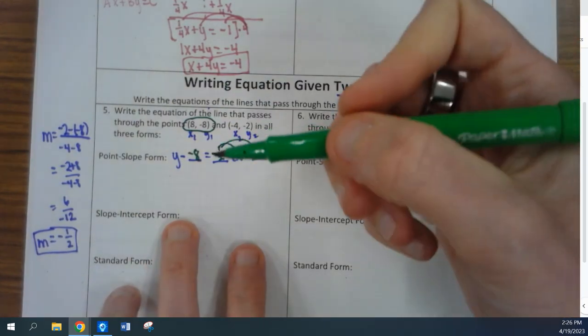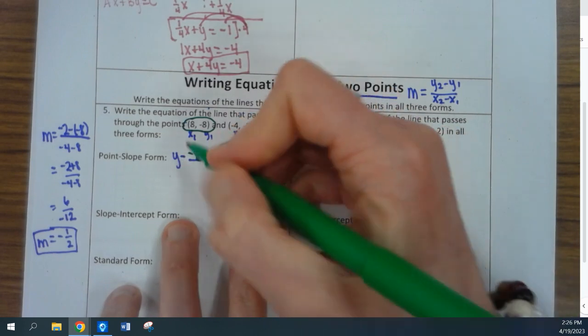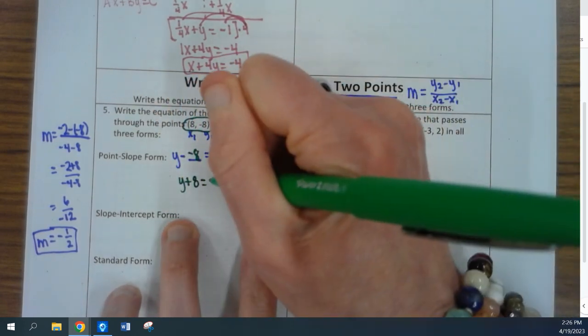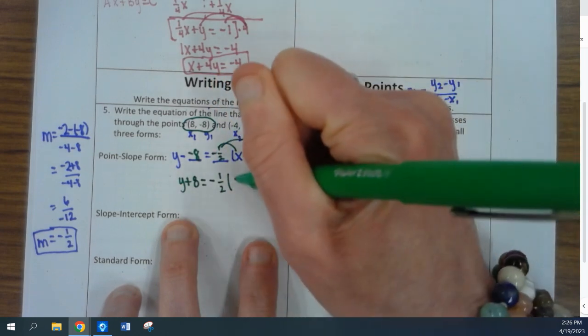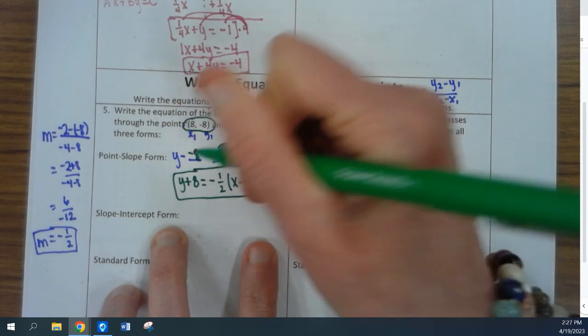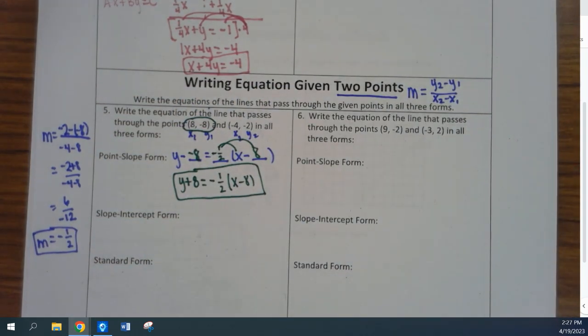To finish the point slope form, we're going to take the 2 negatives, and we're going to write that as y plus 8. And then we're going to get that -1/2, and then x minus 8. And that would be my point slope form.